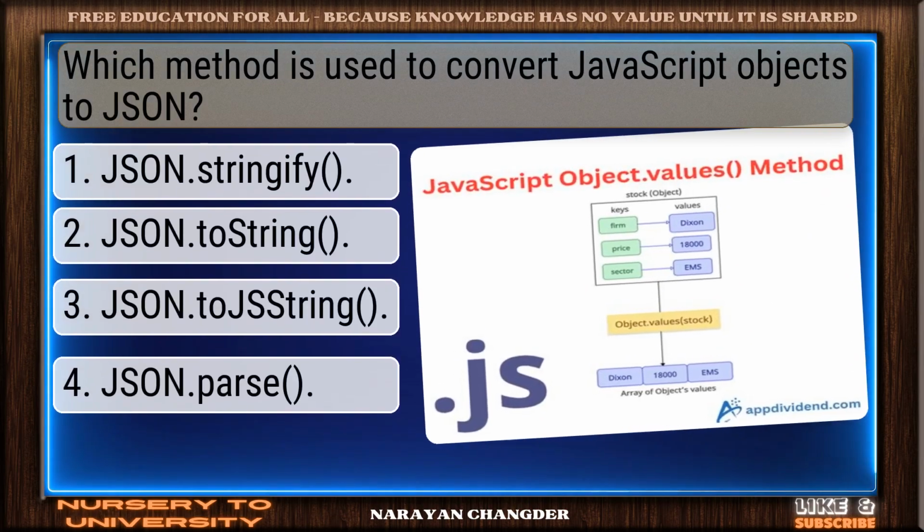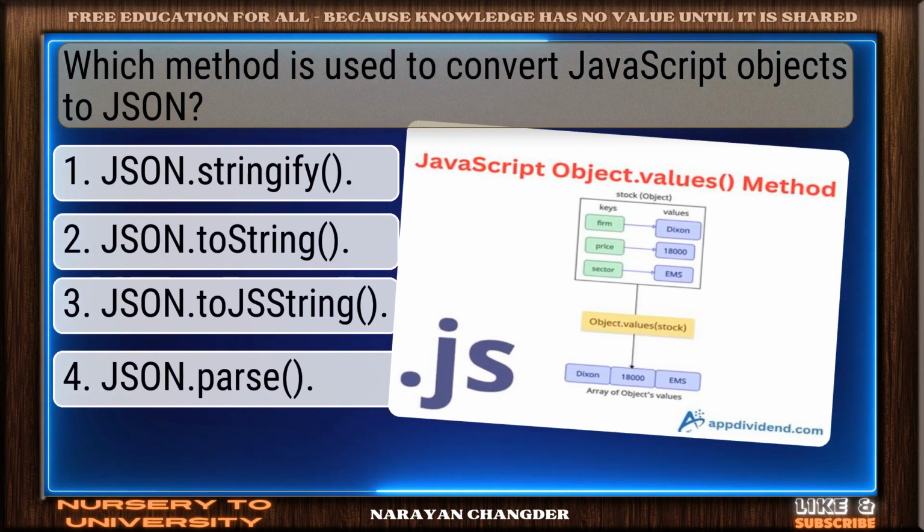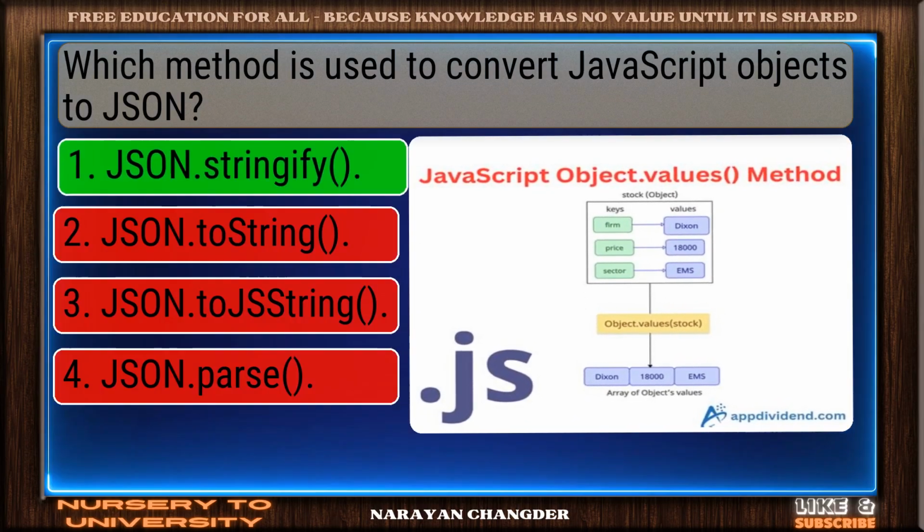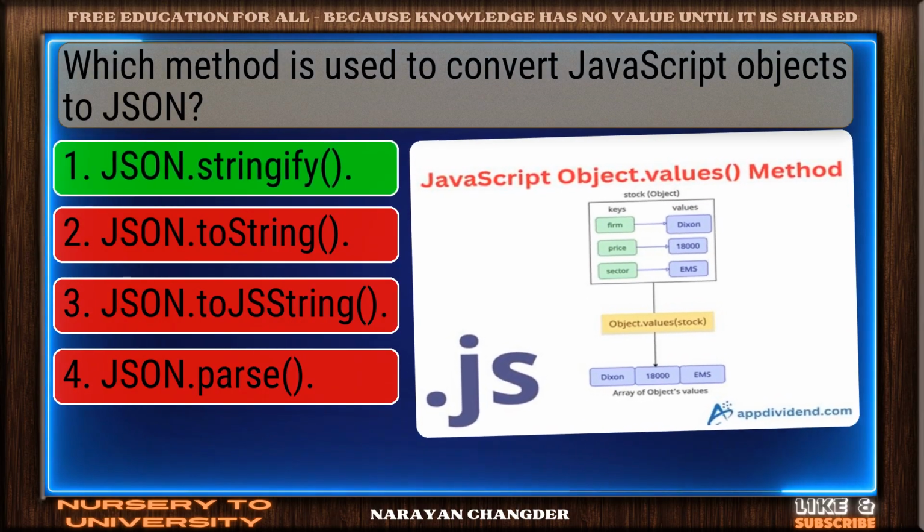Question number 22. Which method is used to convert JavaScript objects to JSON? Valid point. JSON.stringify is true.